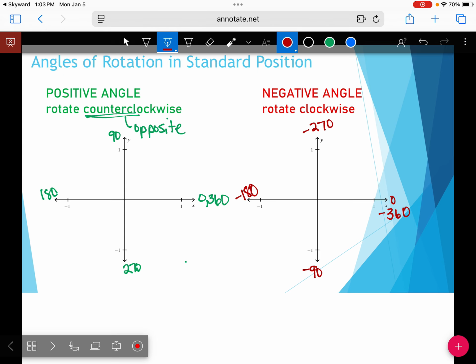When we're talking about quadrant numbers, this is quadrant 1, quadrant 2, quadrant 3, and quadrant 4, and that never changes. It doesn't matter if it's a positive angle or a negative angle, the quadrant numbers do not change. So I will ask you a lot of times, what quadrant are we in?